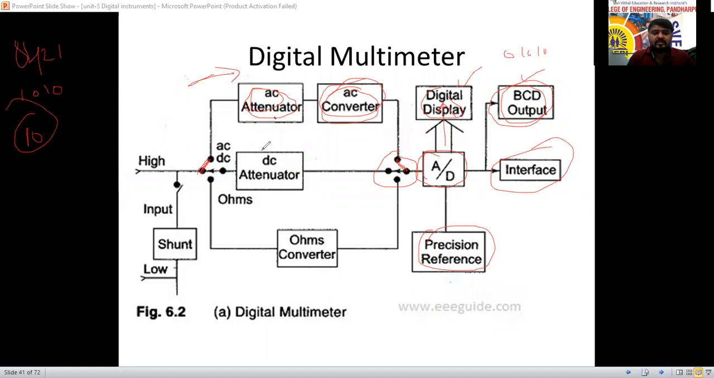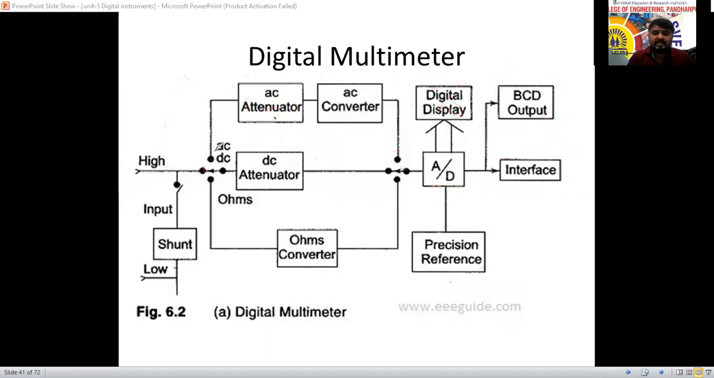Like that, it is going to operate for AC. It is going to go through the AC attenuator and connect to the analog to digital converter. If it is DC, then it connects directly here. No DC attenuator will be there. It is going to connect here directly and give the display.